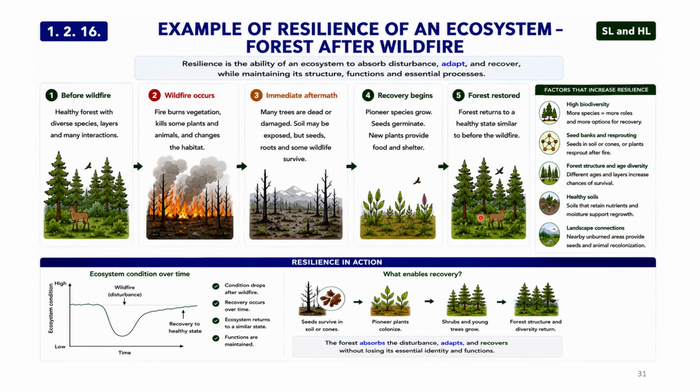its original condition. For example, many pine species release seeds only after exposure to intense heat, enabling rapid regeneration following fire. Forest resilience is strengthened by high biodiversity, fire-adapted species, healthy soils, varied forest structure, and connections to nearby unburned areas that provide seeds and returning wildlife. The resilience graph illustrates that although ecosystem condition declines immediately after the disturbance, a resilient forest gradually recovers while maintaining its essential ecological processes.